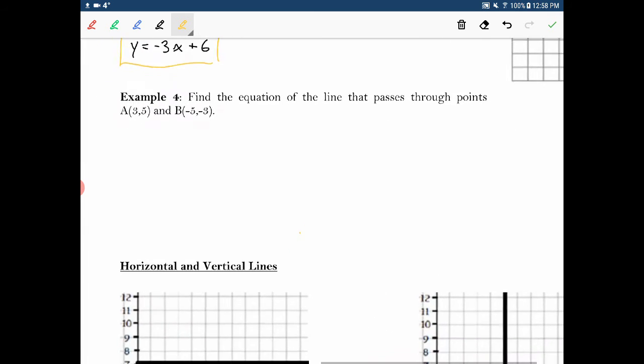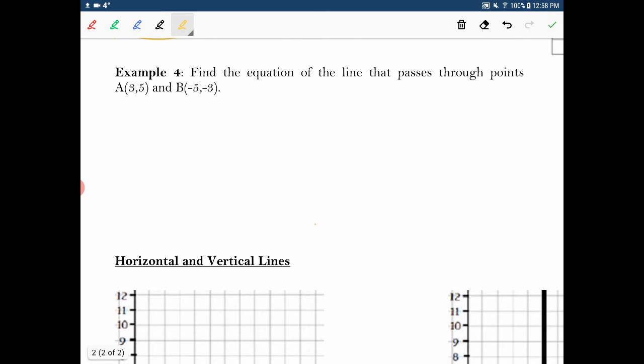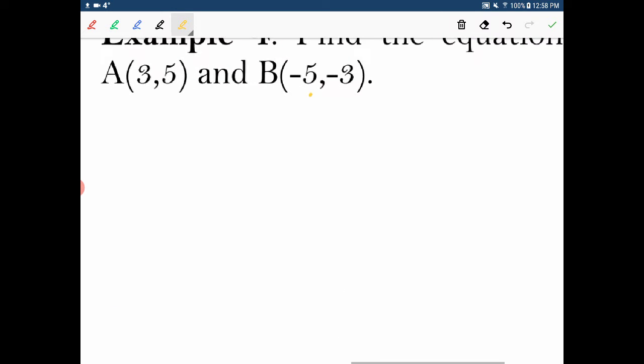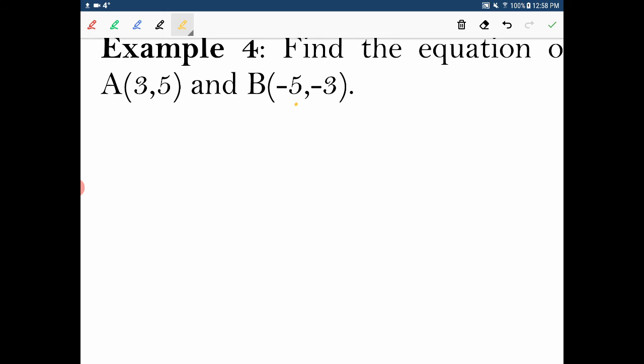We're going to move on to number 4, which is a little bit harder. It's not a lot harder, and it's only that there's one other step. Instead of me giving you the slope, I'm giving you 2 points. So you're going to have to start by figuring out your slope.